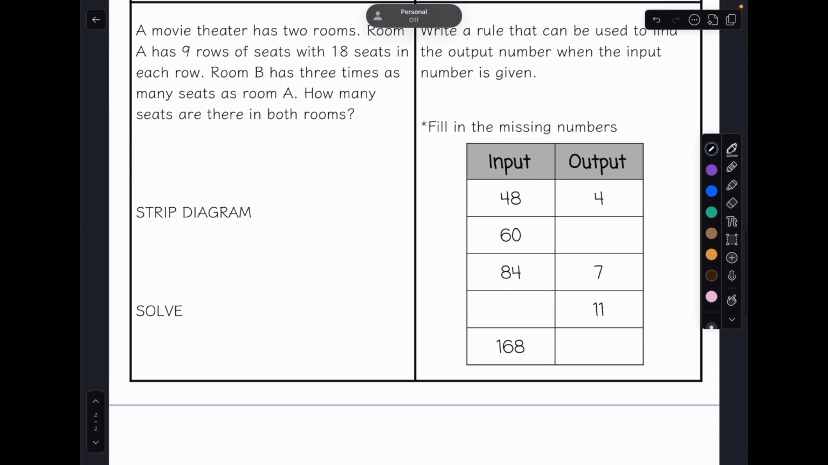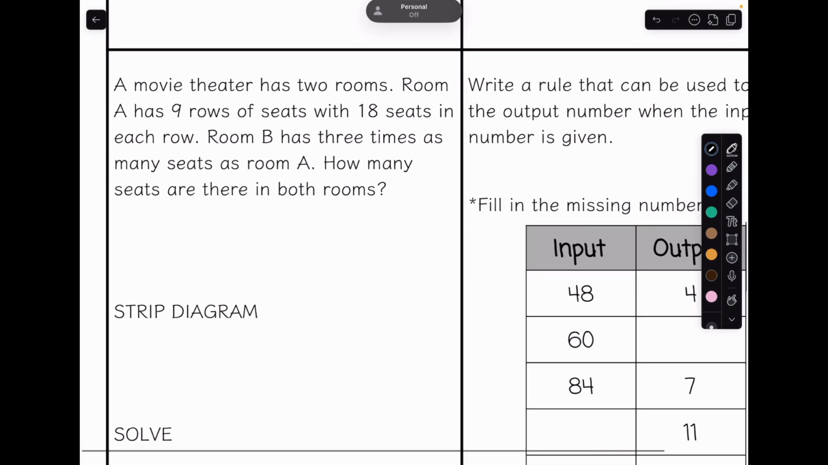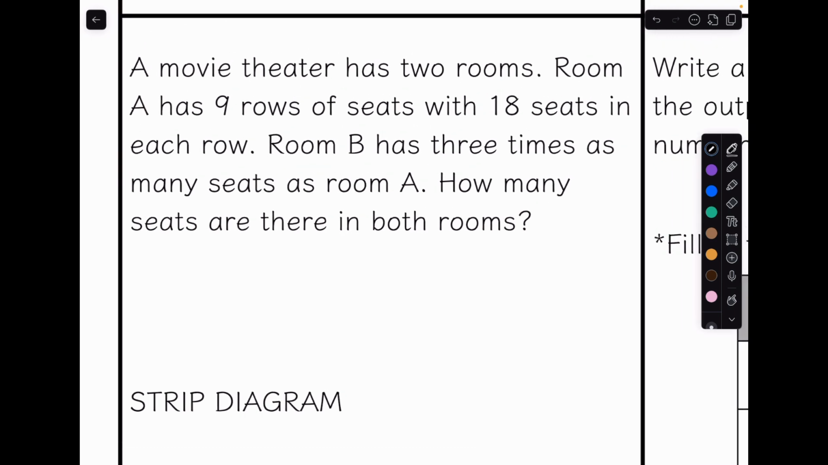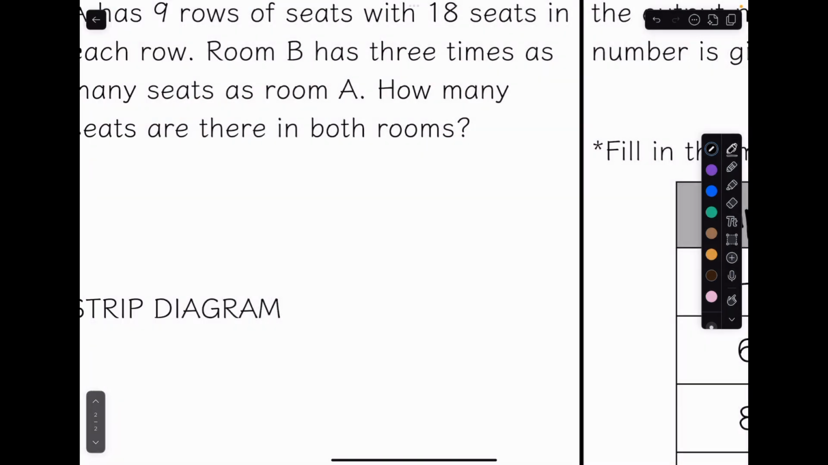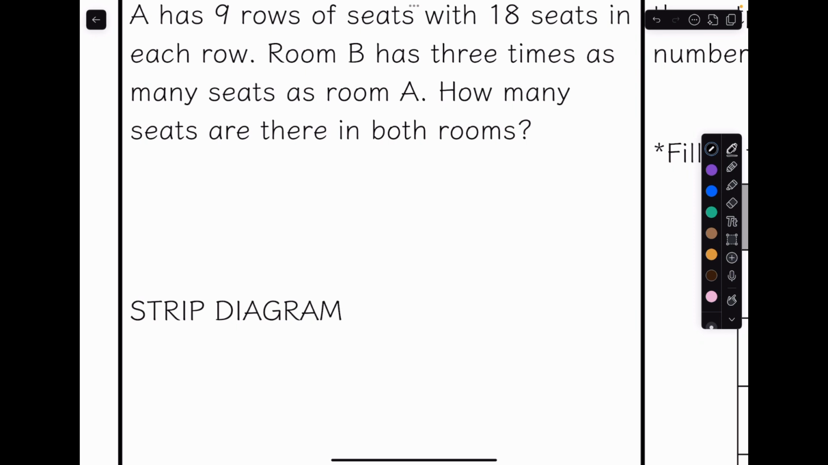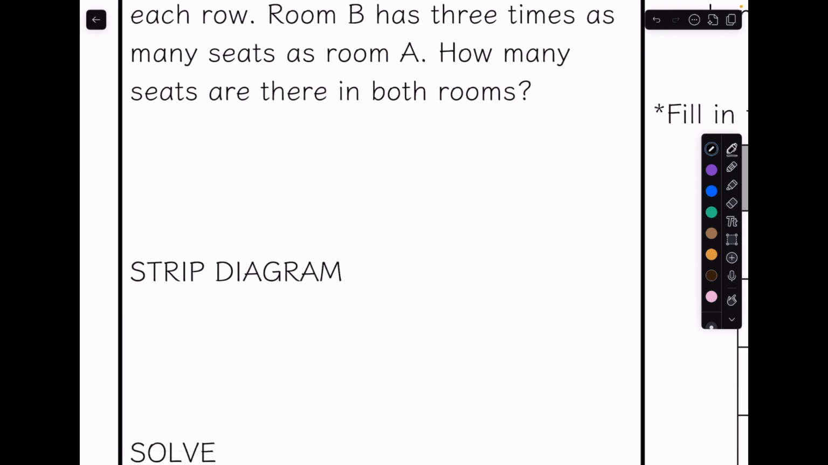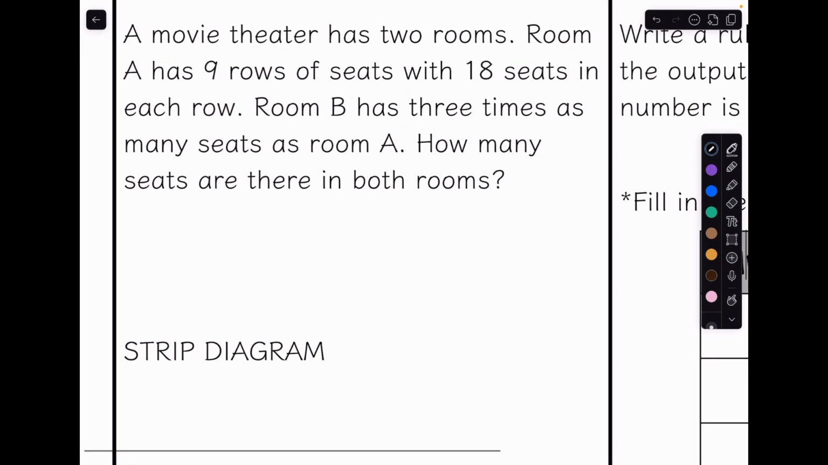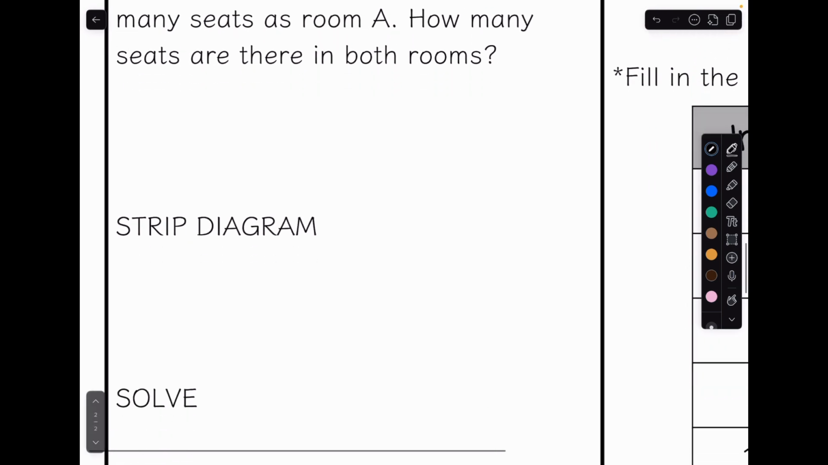All right, we've made it to our last 2 questions. Word problem again. A movie theater has 2 rooms. Room A has 9 rows of seats with 18 seats in each row. Room B has 3 times as many as room A. How many seats are there in both rooms? Okay, so this is a very loaded question. We have to first draw a strip diagram, and we're going to represent room A.